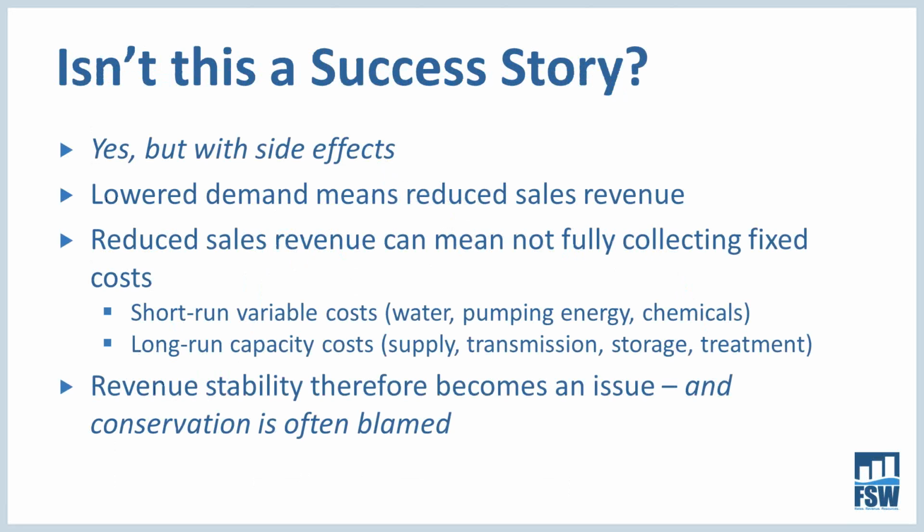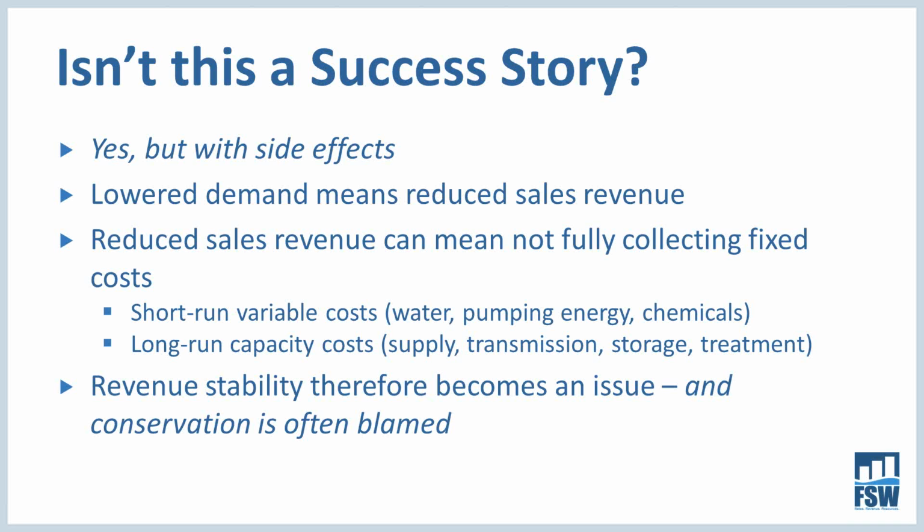From our perspective at the Alliance for Water Efficiency, this is actually a good thing. We have the highest per capita water consumption in the world. Reducing demand, for a variety of reasons, is a good thing for our water resources management, but it has side effects for water utility financial planning, because lower demand means reduced sales revenue, and that sales revenue has an impact on the utility balance sheet.